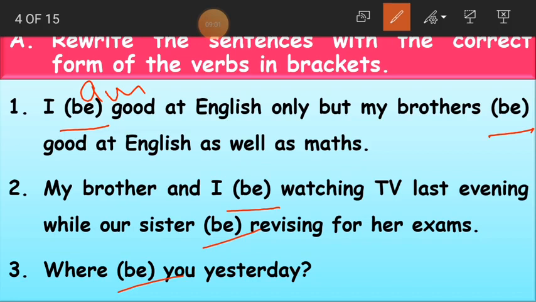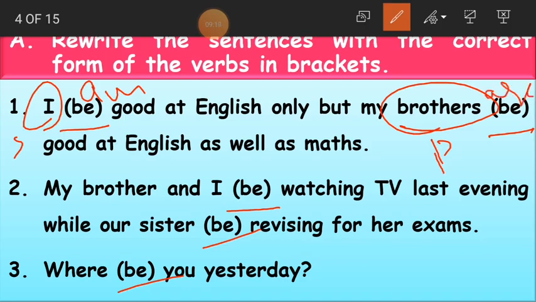This is singular. I is singular, no? And here brothers are what? Brothers, more than one, because we have added s here, brothers, plural form. Then what must be the verb here? But my brothers are good at English as well as maths. Clear, children? Yes. Now here, if you go for the second one, my brother and I.